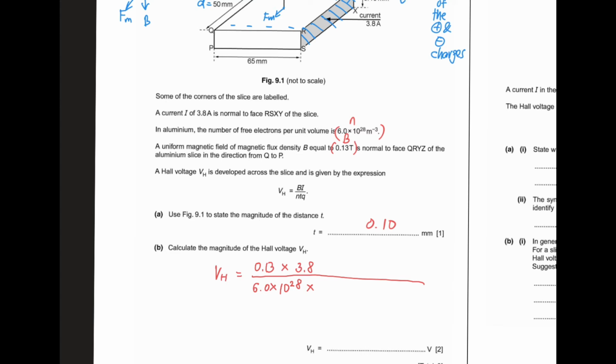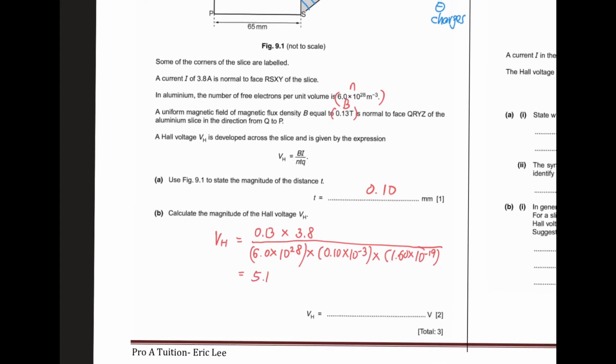And then after that, the T, the thickness, 0.1 mm, right? SI unit, 0.10 times 10 to the power of negative 3. And then followed by Q, the charge. The charge carrier here is electrons. The charge of electrons, you can see the data booklet, 1.60 times 10 to the power of negative 19. Okay, then you press the calculator, then you will get 5.15 times 10 to the power of negative 7. Then we write the answer here.